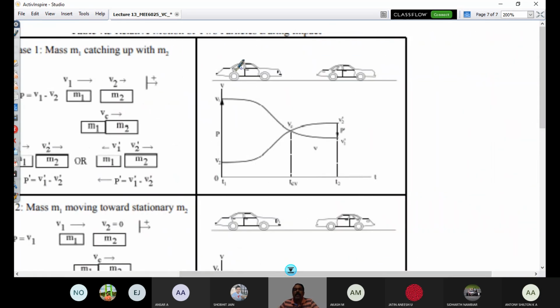Look at this graph. This is V2 and this is V1. So this is greater, that's why it hits it. And in the collision, V1 reduces to V1 dash after separation. So this is the point where the common velocity, you have your maximum dynamic crush, or it is the end of your deformation phase or beginning of your restitution phase, this point.